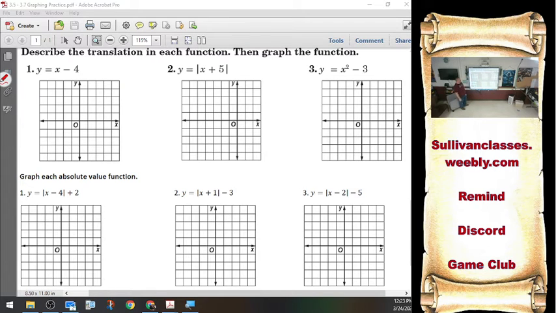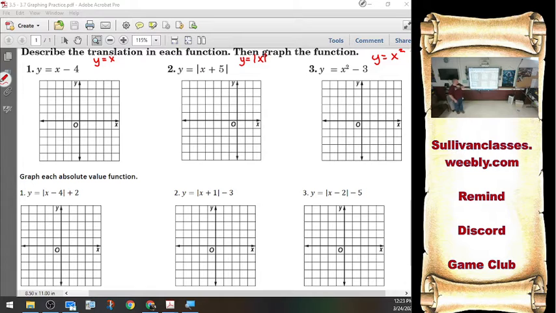Describe the translation. So now you tell me what happened. So this starts as y equals x. This starts as y equals absolute value of x. This starts as y equals x squared. Do you remember what those are called? If it's the thing that that whole family of functions started from. The parent function. Okay? Who's your mathematical daddy? Okay? Absolute value of x, x squared.